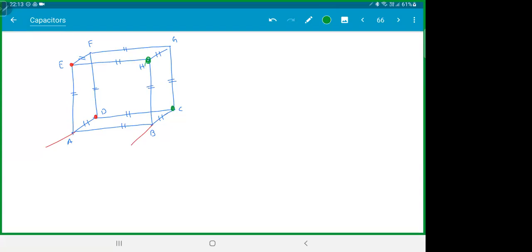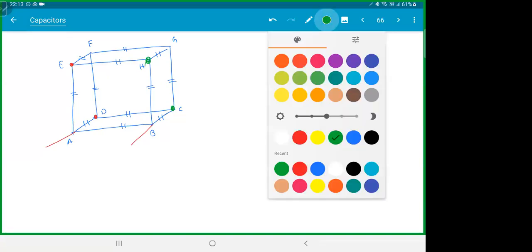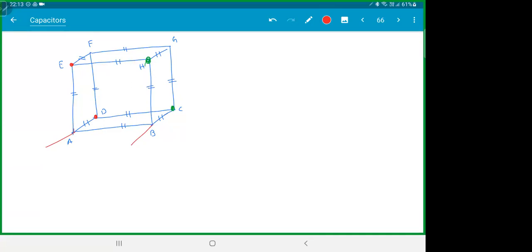Does everyone agree with this? That's it. There are no more symmetrical points. F and G are different, because to reach F you need to go A, E, F, but to reach G you need A, E, F, G. F and G, they're different.